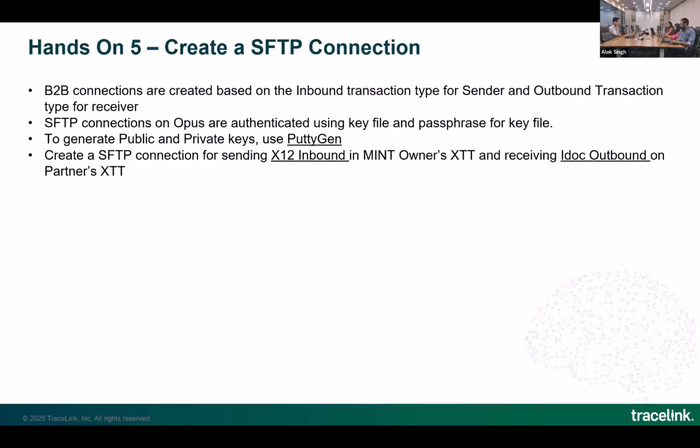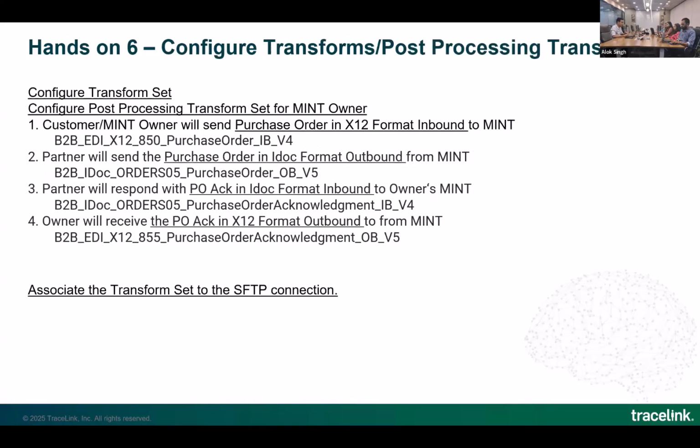To generate public and private keys, we can use one of the open source options available, that is Partition, and we create public and private keys. Then, on the owner side, as we discussed, we created an SFTP connection of the choreography type X12. And on the partner side, we can create a B2B connection of choreography type other, because we are going to receive IDOC. Okay, so we had completed this step, I hope.